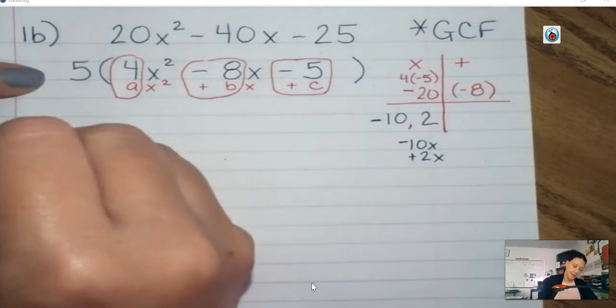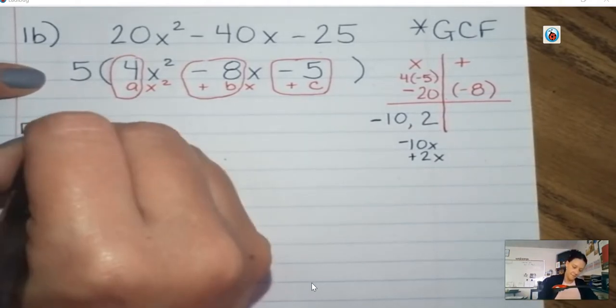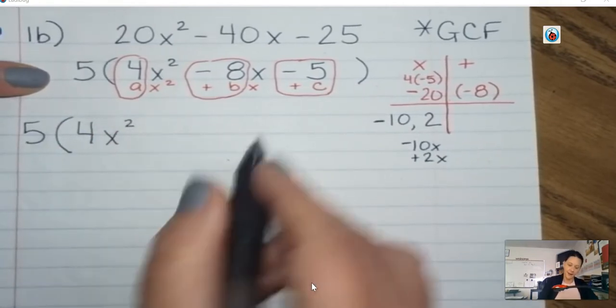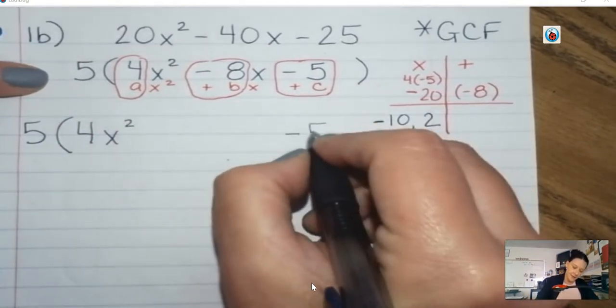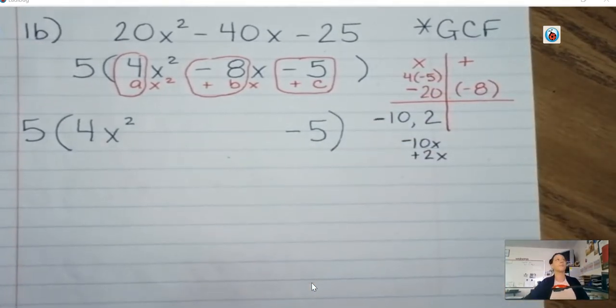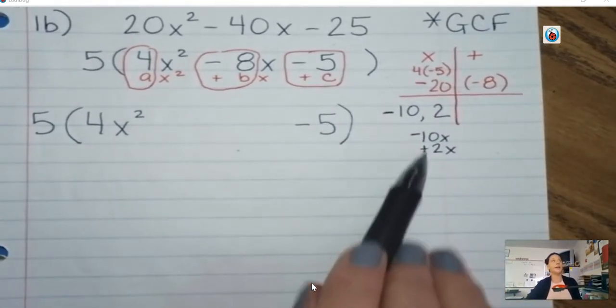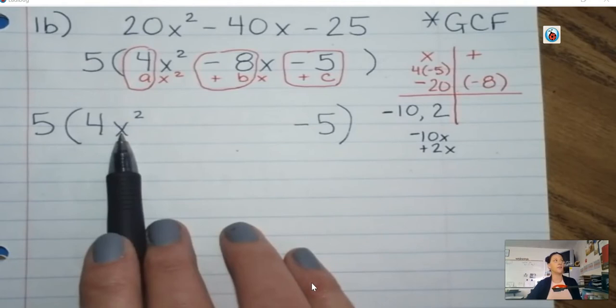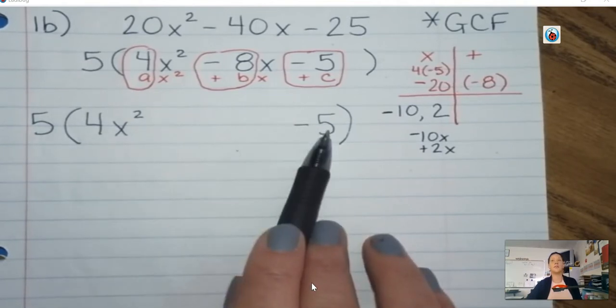Okay, so I'm going to bring down 5, my 4x squared, leave some space, and then your minus 5 at the end. And now I want to put in negative 10x and positive 2x. So figure out which one you want to put next to the 4 and which one you want to put next to the 5.